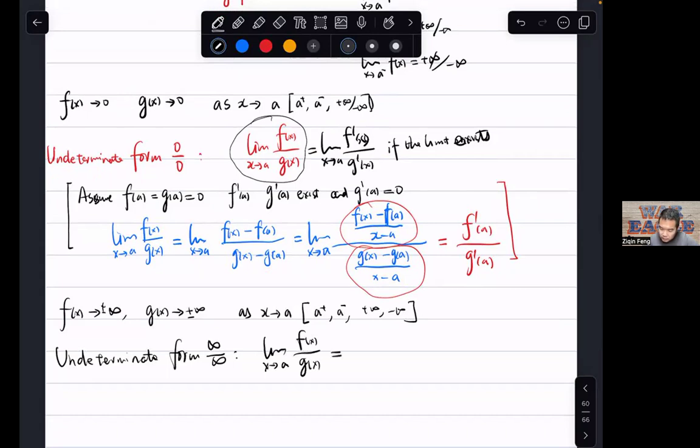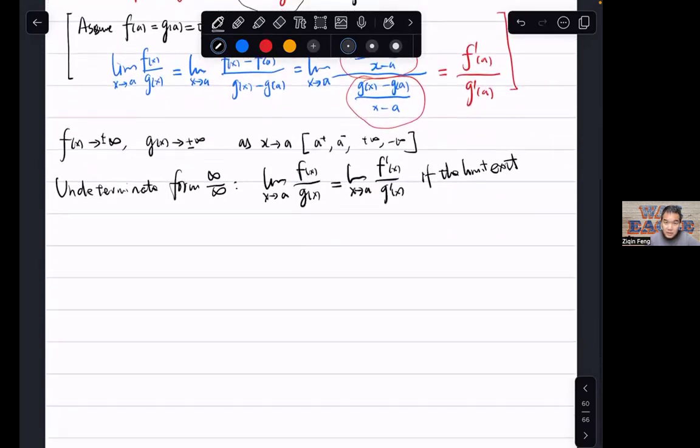So this equals, as x goes to a, f prime of x over g prime of x if the limit exists. This is L'Hopital's rule. So whenever you have 0 over 0 or infinity over infinity, you can evaluate the limit of f prime over g prime if the limit exists. If the limit doesn't exist, then this fails, right? So let me write down L'Hopital's rule as a single result.